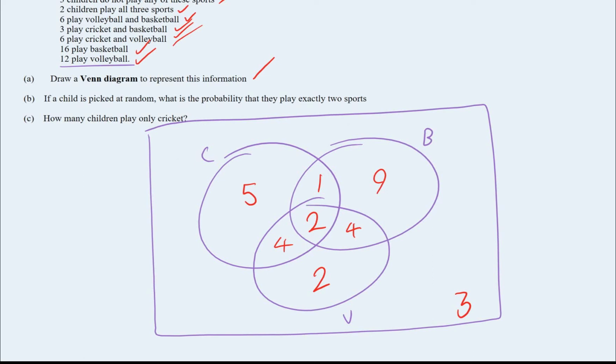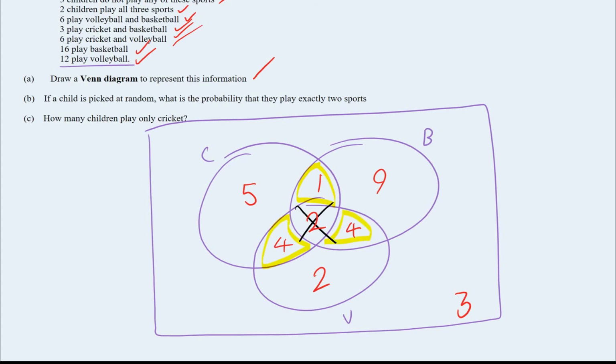Part B. If a child is picked at random, what's the probability that they play exactly 2 sports? So kids who play exactly 2 sports are going to be the overlaps between 2 circles, but they are not going to be in the triple overlap. They're not going to be these two people because these two people play all 3 sports.